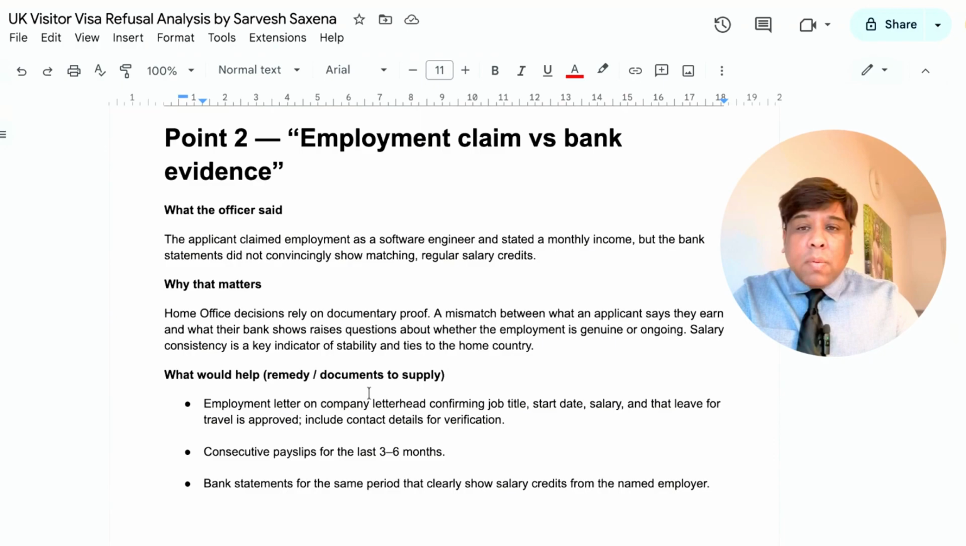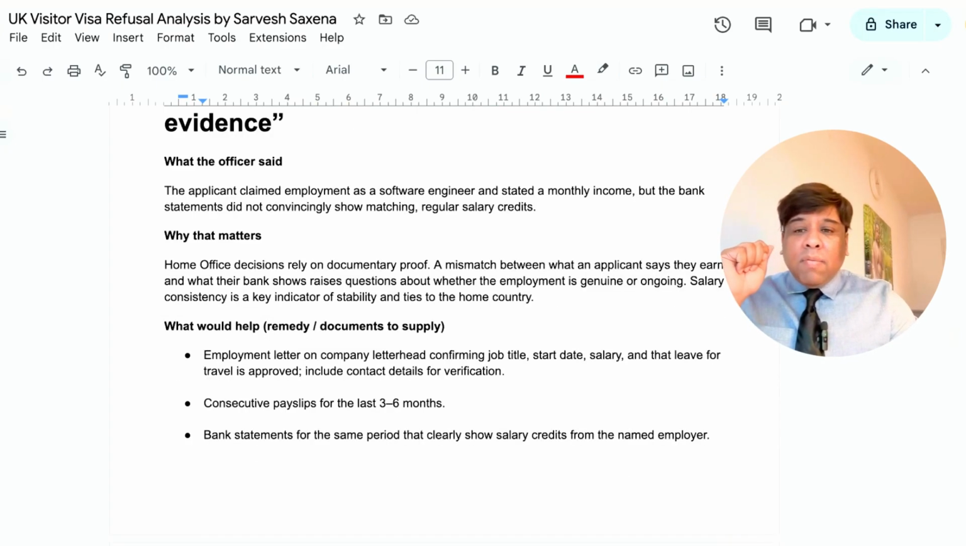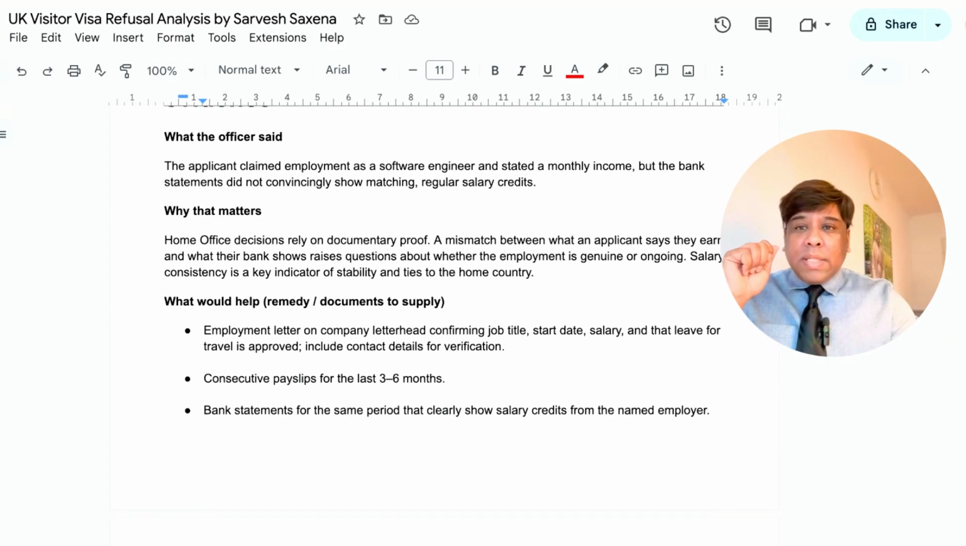Okay. Now, the point two was employment claim versus the bank evidence. So the applicant claimed that he worked as a software engineer and he had a monthly income, but the bank statements convincingly did not show matching and regular salary credits. Now, what the visa officer is trying to see is, do you have a stable job? Do you have income coming from any other sources? And are they coming in regular intervals?